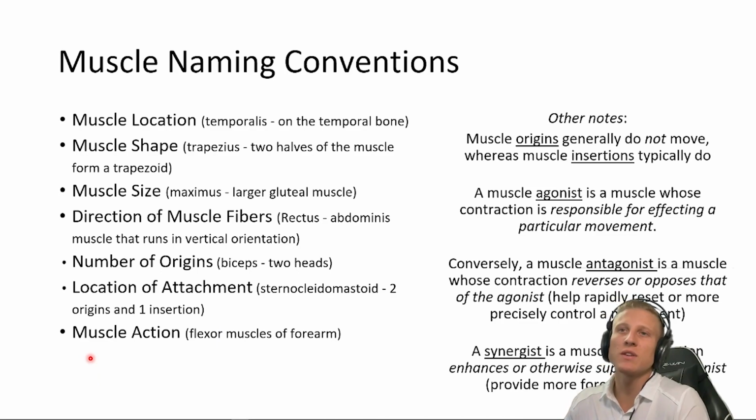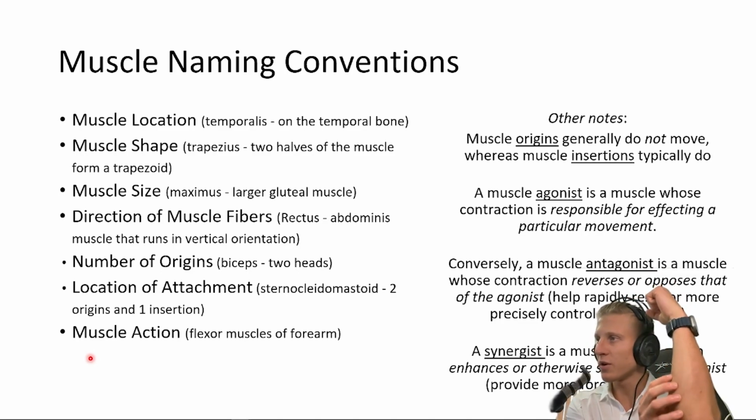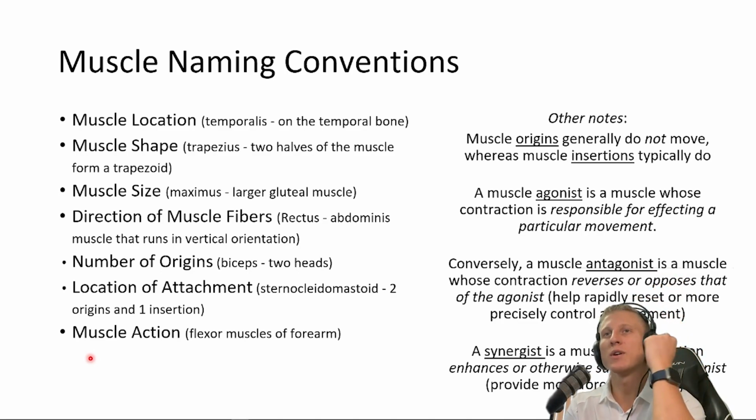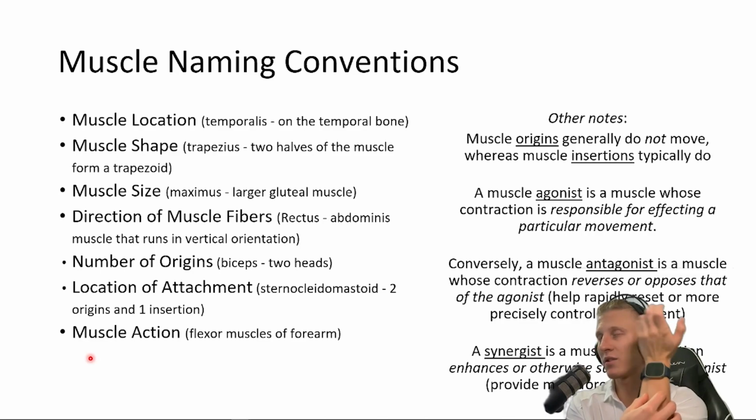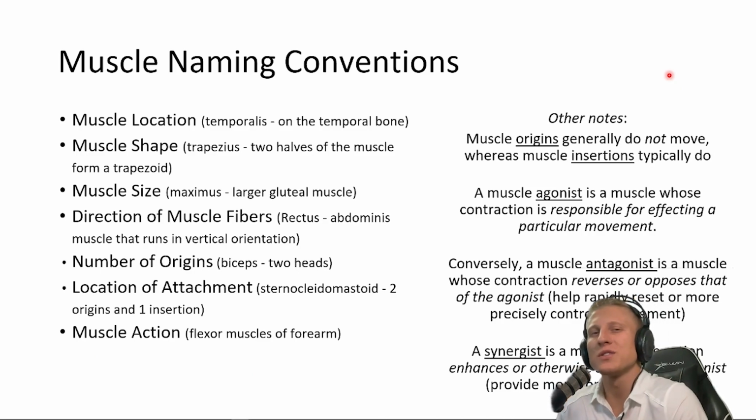And then lastly, we have things like muscle action. So we'll see in the forearm, and the forearm is a relatively more time-consuming muscle group to study, we have the flexor muscles of the forearm. Okay, so those are flexing, and then we also have the extenders or extensor muscles, which are extending the hand.